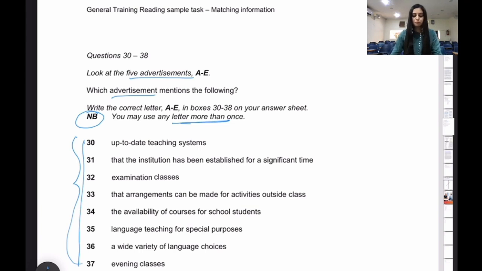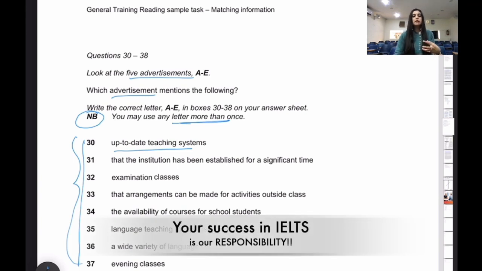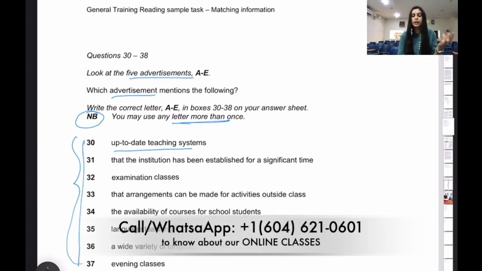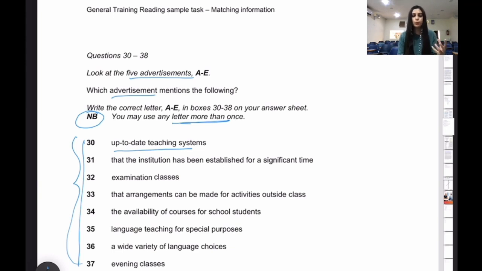All right. The first one says up-to-date teaching system. So we have to look for the ad that is talking about up-to-date teaching systems, wherein latest technology is used or latest methodology is used. So up-to-date, the synonym would be latest, okay, something that is new.